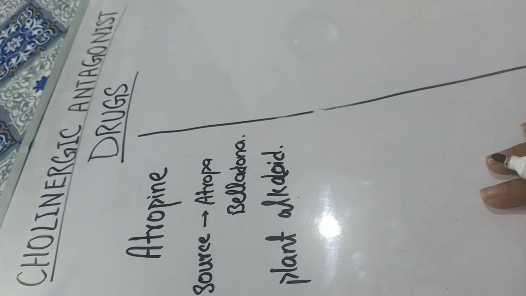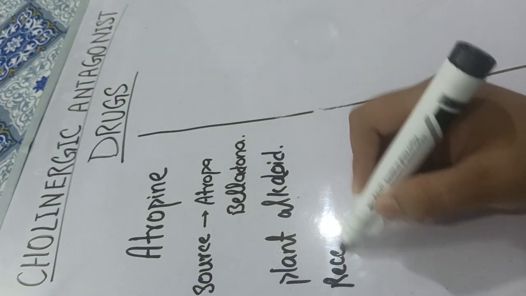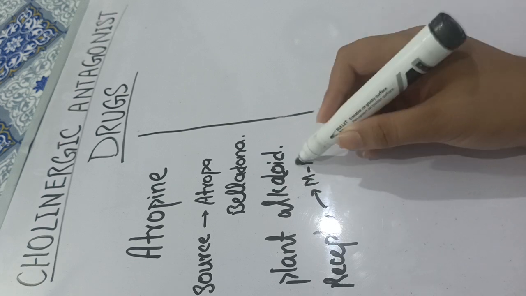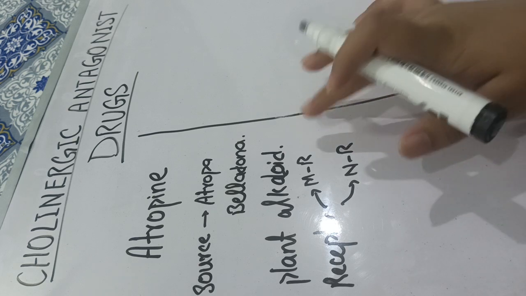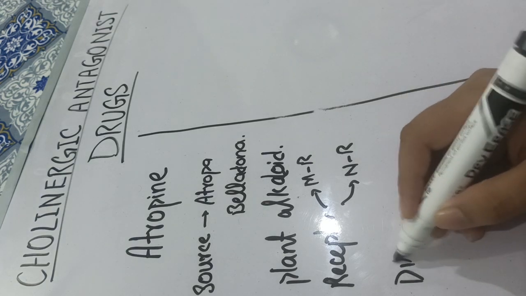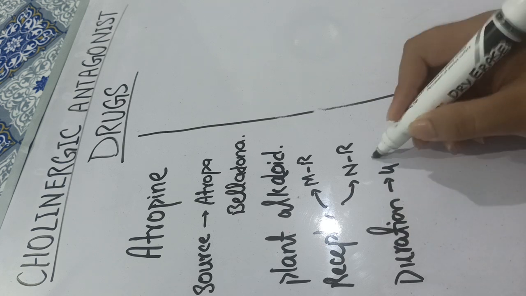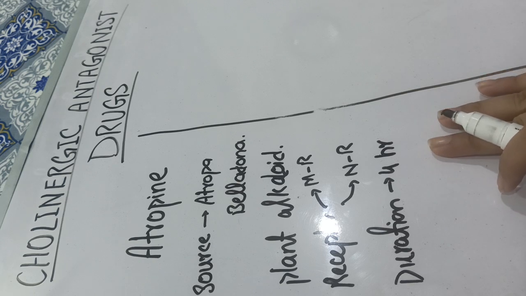Then, on what kind of receptor is it going to be attached? What is its action on the receptor? It is going to attach on both muscarinic receptors as well as nicotinic receptors, affecting both centrally as well as peripherally. And what is the duration of this drug? Its duration is about 4 hours. So it will keep acting for 4 hours in our body.